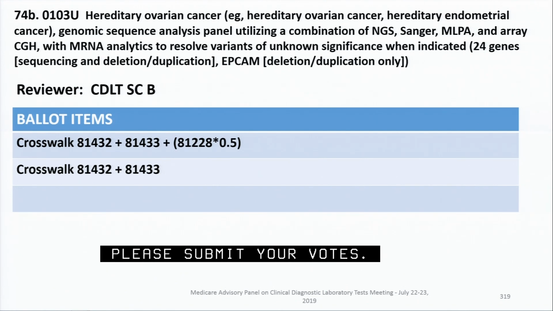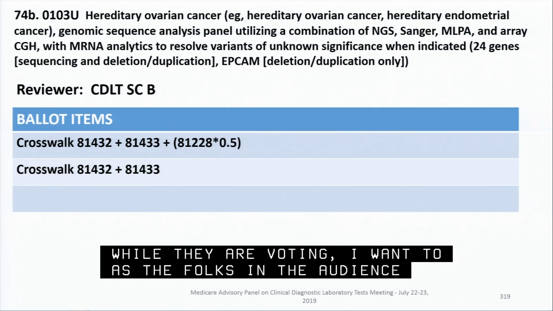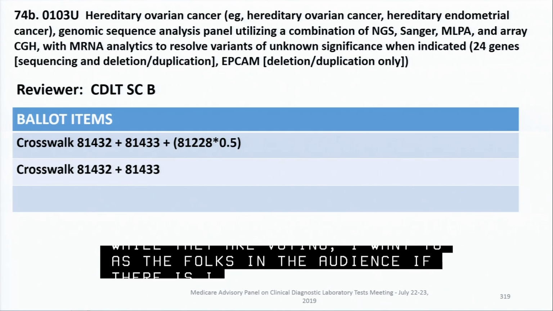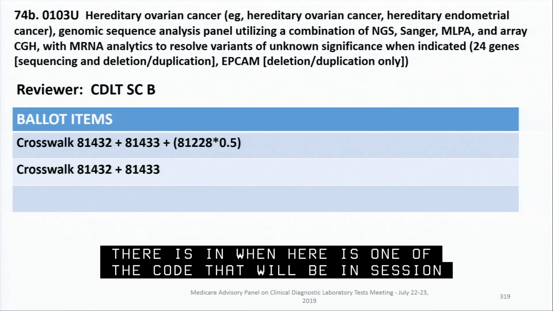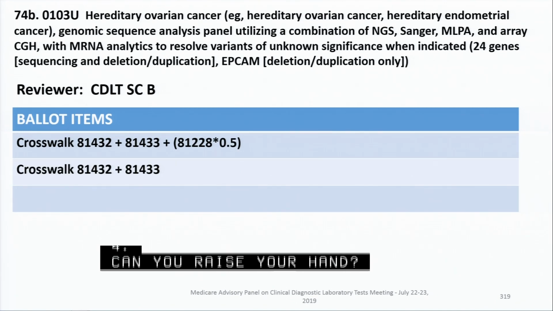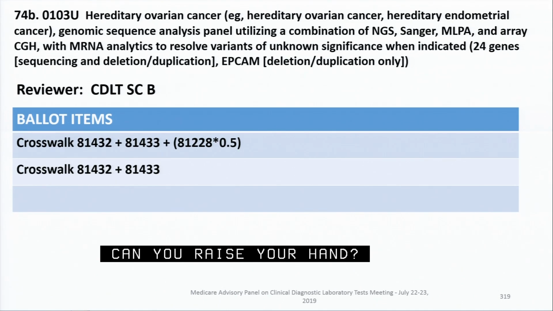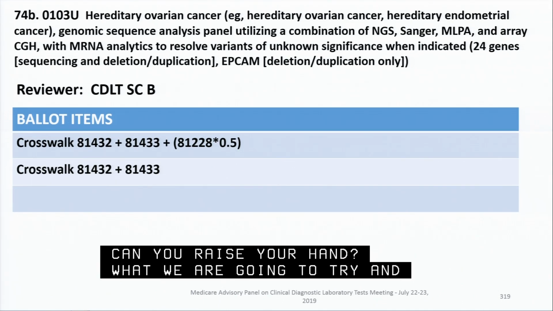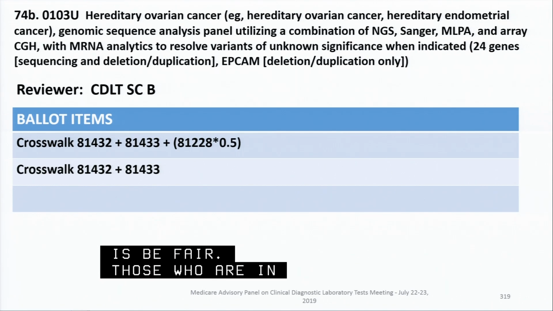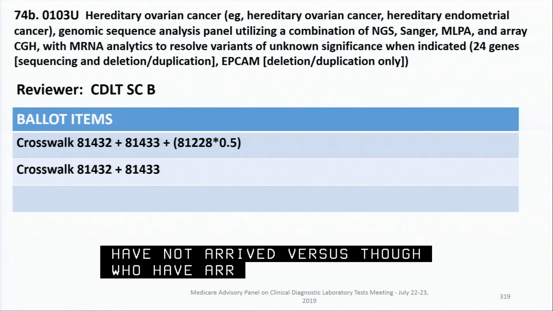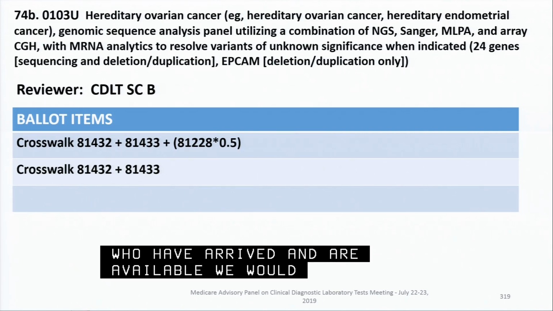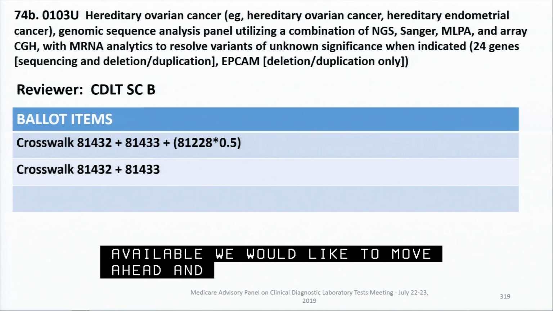So while they are voting, I want to ask the folks in the audience if anyone here is one of the owners of the code that will be in session 4, can you raise your hand? Okay. So what we're going to try and do is be fair. Those who are in session 4 but have not yet arrived versus those who have arrived and are available, we would like to move ahead and make use of our time and take care of review of your codes.